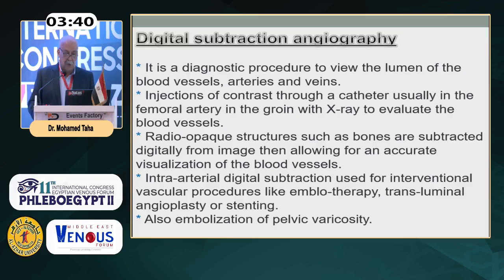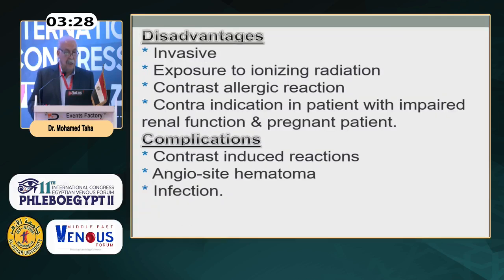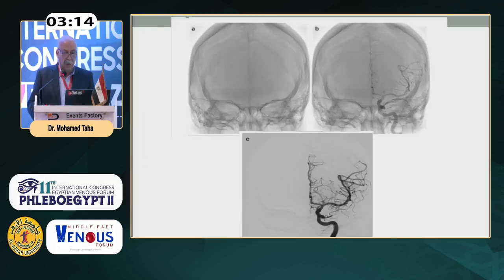Intra-arterial digital subtraction is used for interventional vascular procedures like embolus therapy, transluminal angioplasty, or stenting, also embolization in pelvic varicose veins. Disadvantages: invasive, exposure to ionizing radiation, contrast allergic reaction, contraindicated with impaired renal function and in pregnant women. The complications also include contrast-induced reactions, access site hematoma, or infection. These are pictures of digital subtraction X-ray: plain X-ray at first, X-ray with contrast, and subtracting the bone to see the arteries. These are cerebral arteries, anterior cerebral and the middle cerebral, with internal carotid.